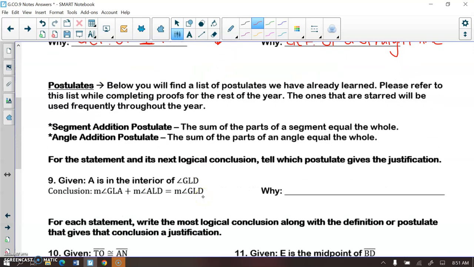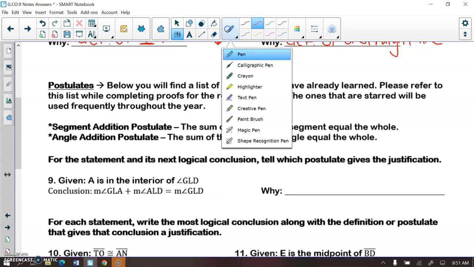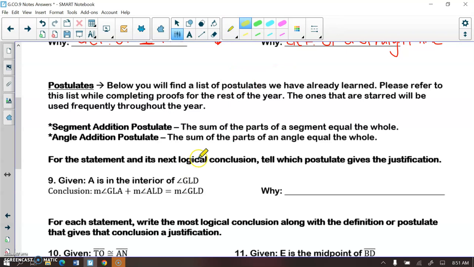All right, so some postulates that we learned that will be important for a lot of proofs that we do this year. The segment addition postulate, which means that the sum of the parts of a segment equal a whole, and the angle addition postulate, the sum of the parts of the angle equal the whole.